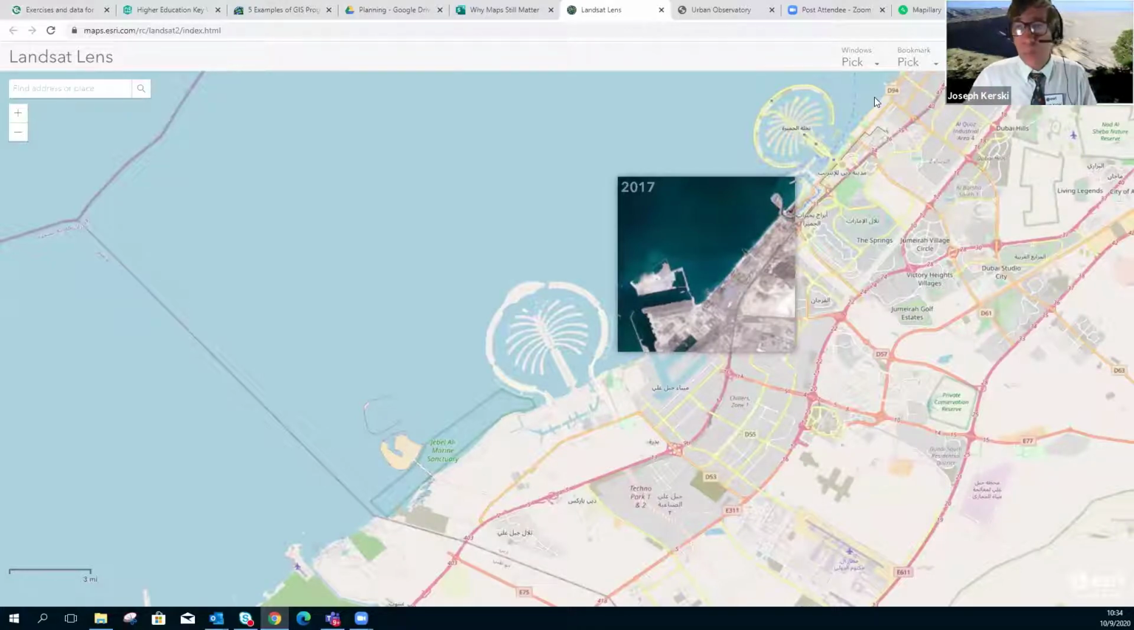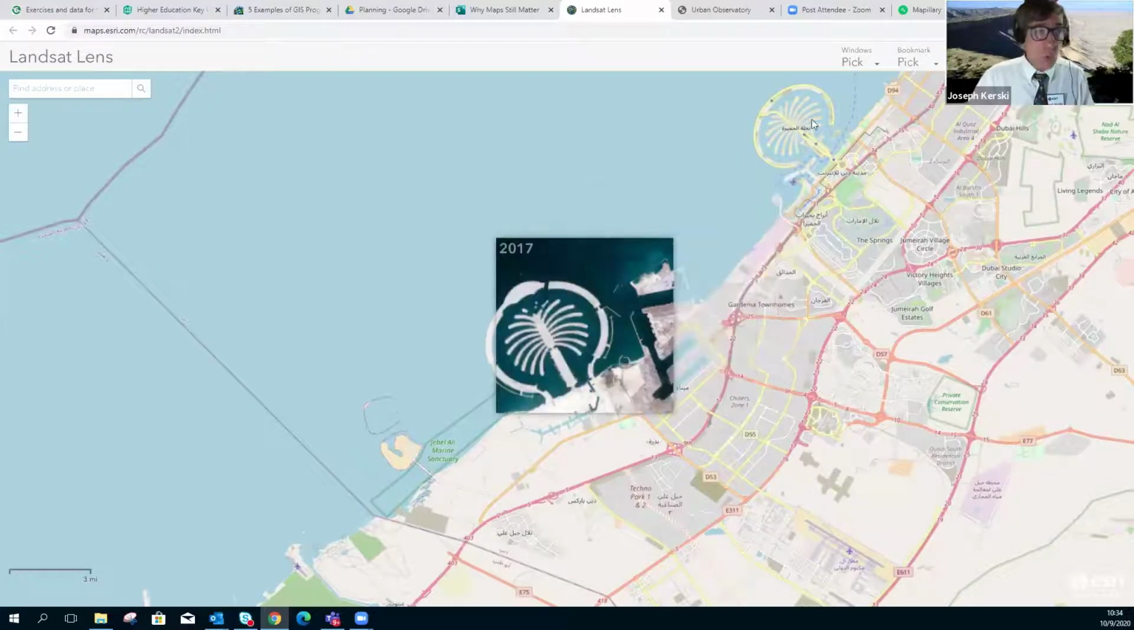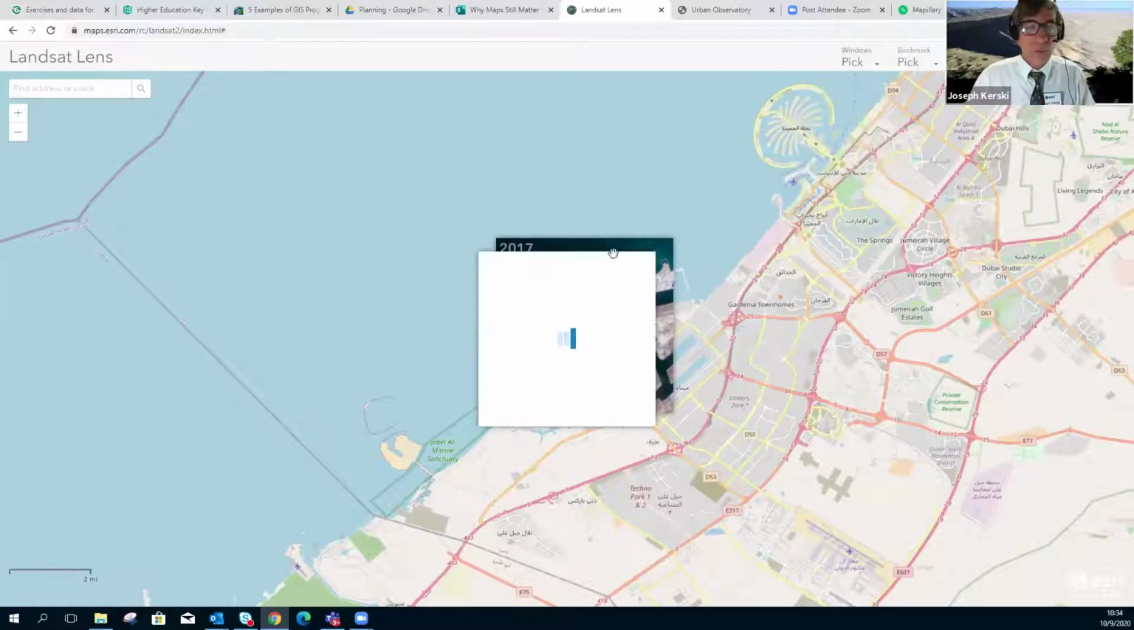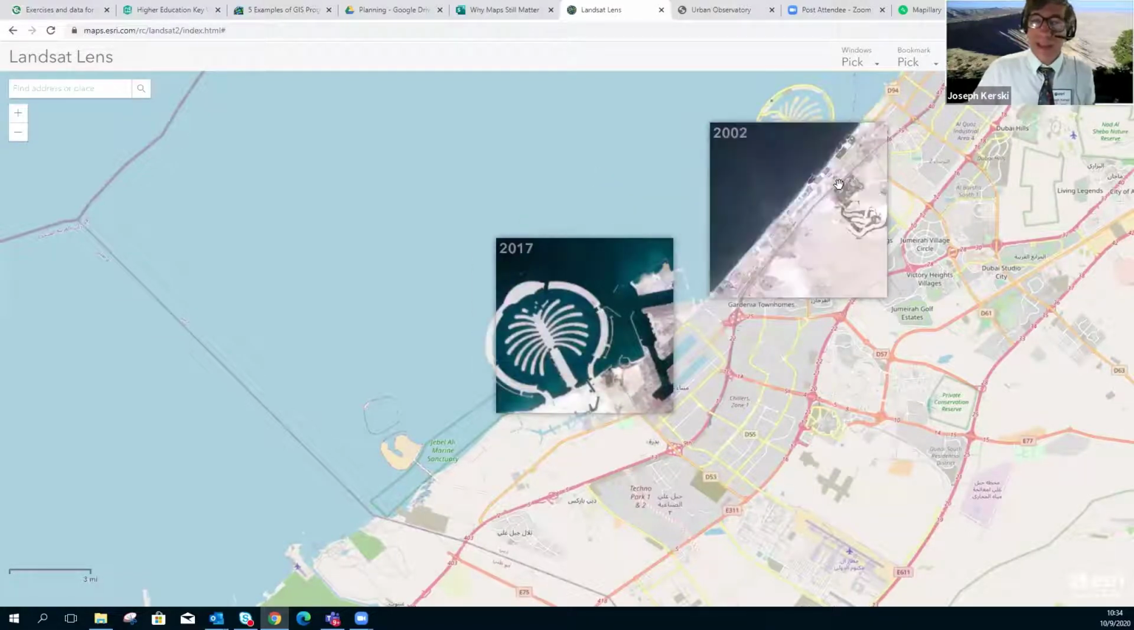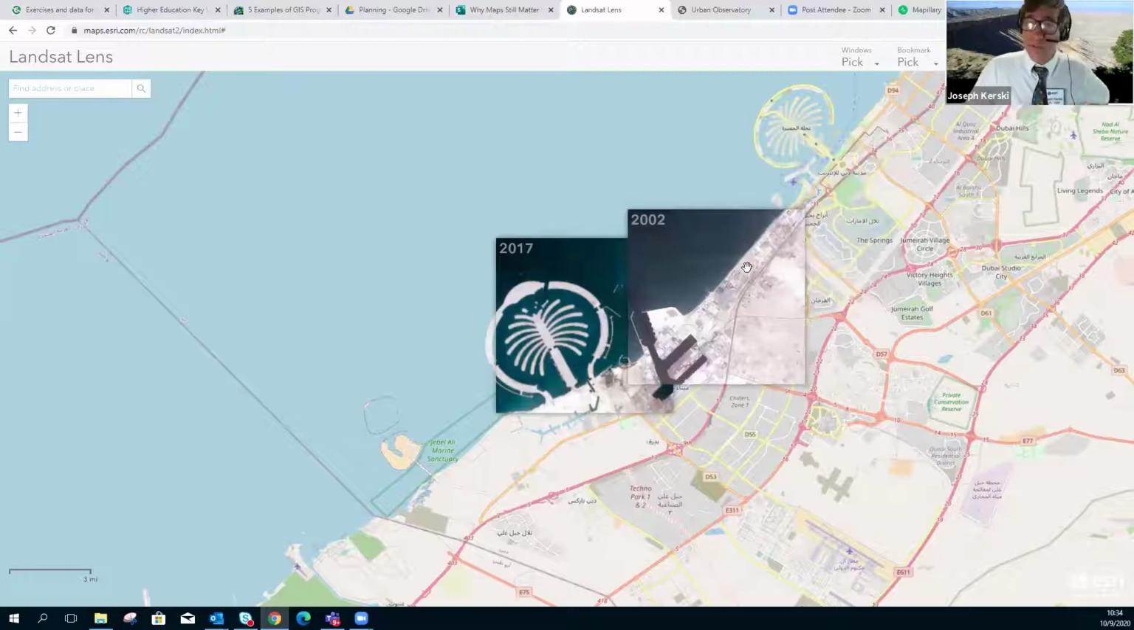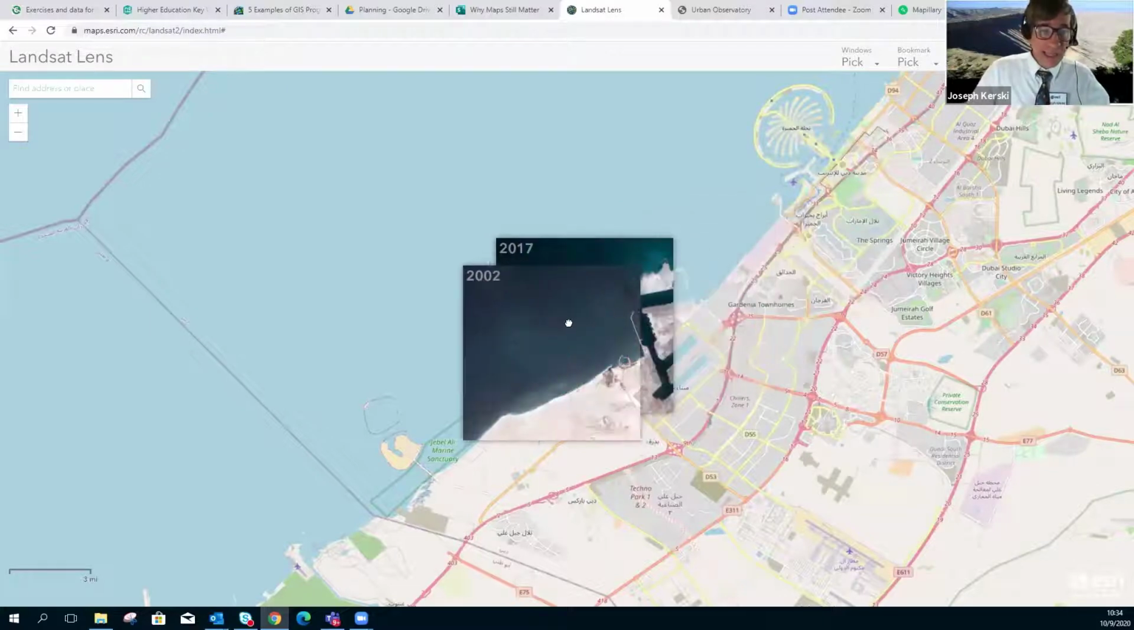So it came around 1972. It was called the Earth Resources Technology Satellite, or ERTS back then, but was then renamed to Landsat. So with this tool, you have about 50 years of Landsat data at your fingertips. Not all of them are in this particular tool, but let's just say we start with Abu Dhabi, and we look at the difference between 15 years worth of satellite images.